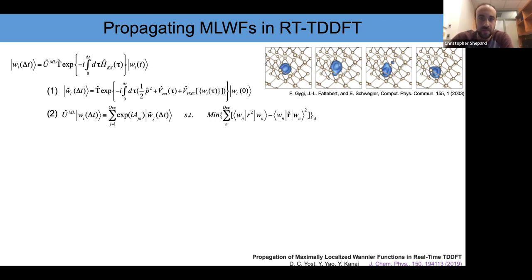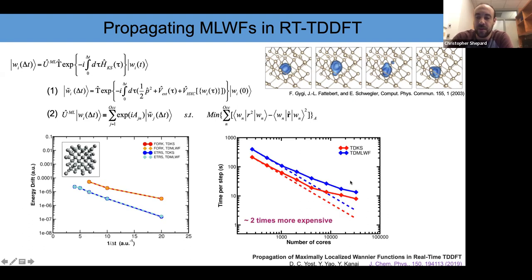And so in the Qball code, we now propagate these complex wave functions, and it's a two-step process where we essentially propagate the wave function every step and then localize it at every step. This method of localization is found to be very robust, as for a 64 atom cell of crystalline silicon, we essentially see no drop off in the energy drift switching from the time-dependent Kohn-Sham equations to the time-dependent Wannier function equations. And also, I think very importantly, going to the maximally localized Wannier functions only increases the cost of our calculations by about 2 times, and that's for a 512 atom crystalline silicon cell.